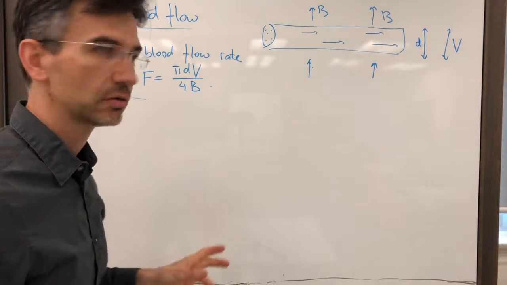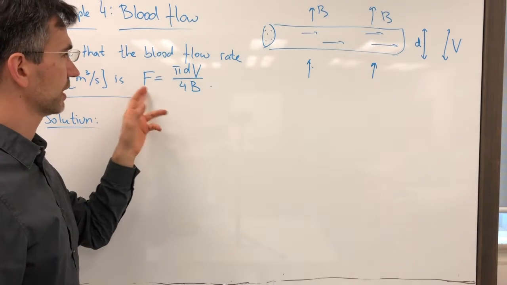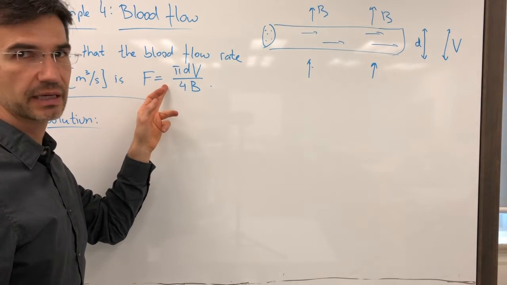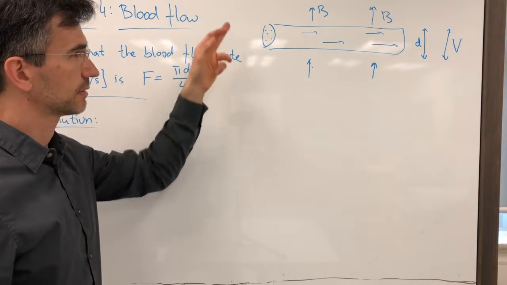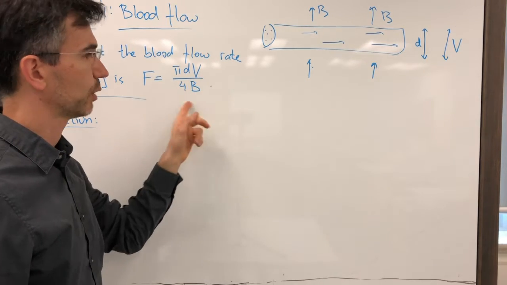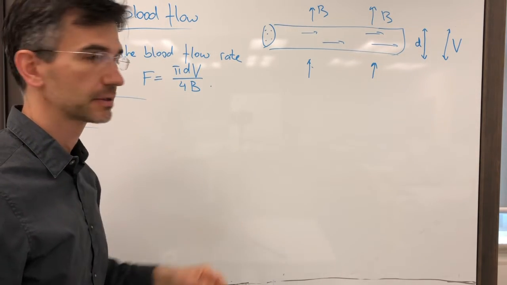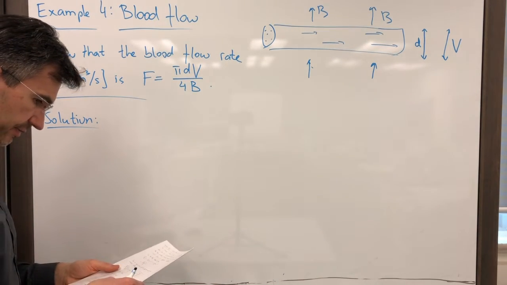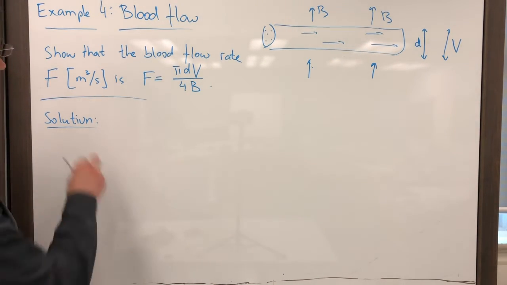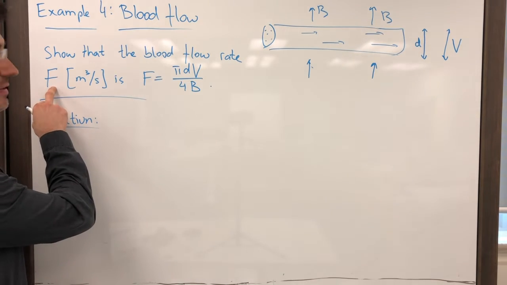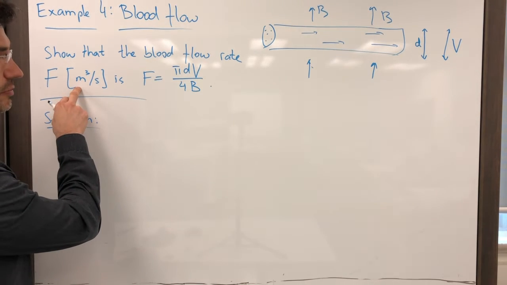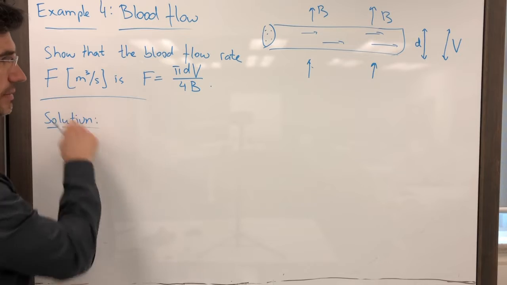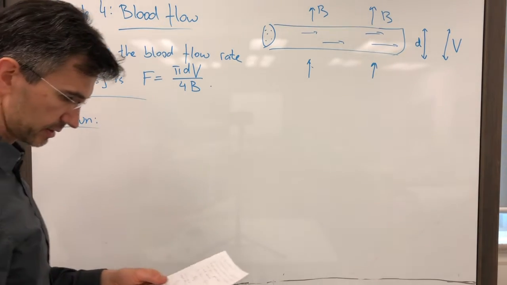We're told to demonstrate that the blood flow rate, F, is given by this equation: pi d, the diameter of the vessel, V, the motional EMF, over 4B. So how do we go about demonstrating that? Let's first take note of what F is. F is measured in cubic meters per second. So we'll keep that in mind as we go on.